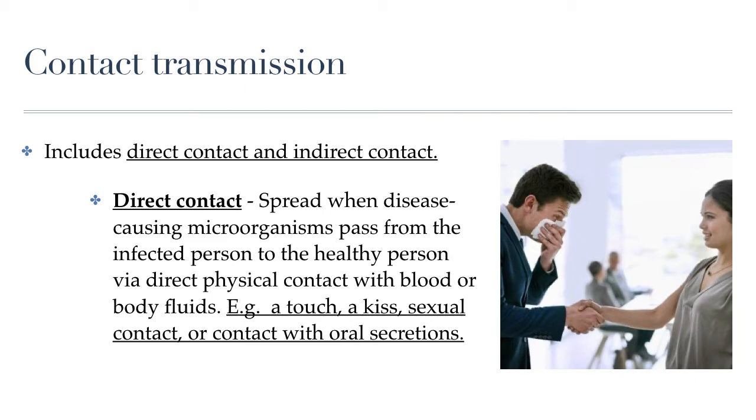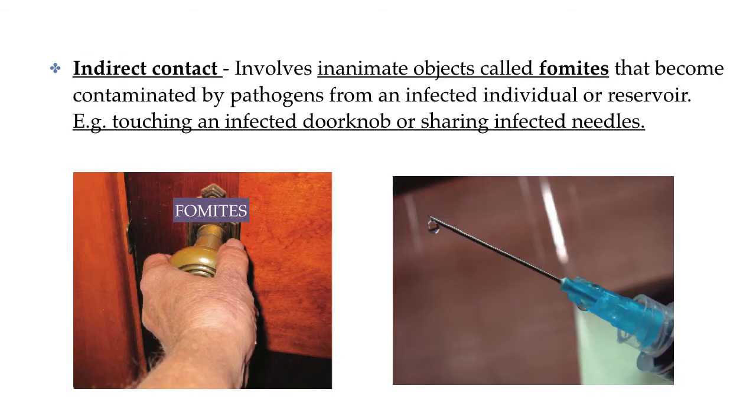Another type of contact transmission is indirect contact. Indirect contact does not involve touching a person directly who is sick, but touching something that has been touched by the person who has been sick. And that something has now become infected with the disease organisms. We call those inanimate objects that have become infected with disease organisms fomites.